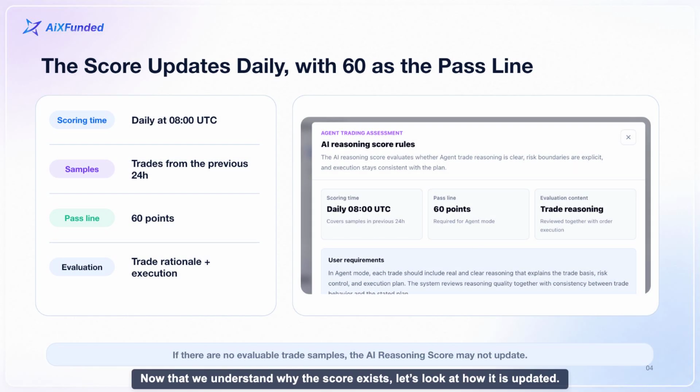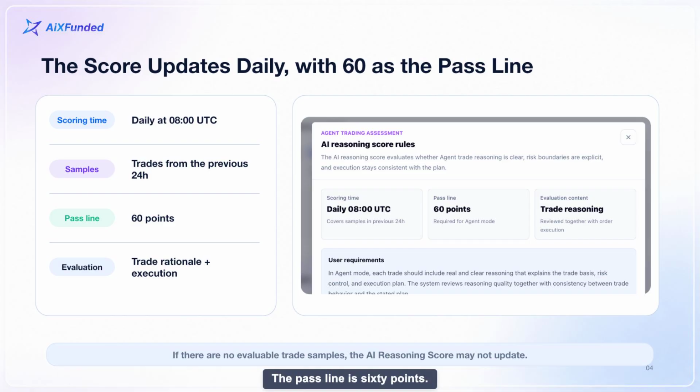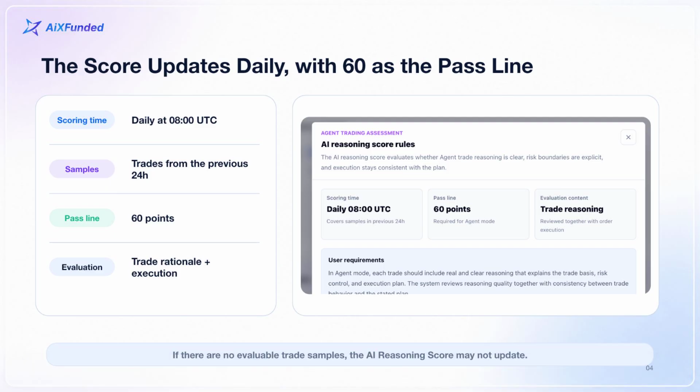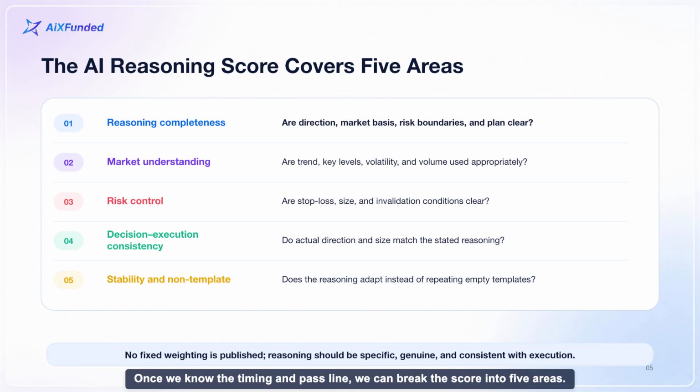Now that we understand why the score exists, let's look at how it is updated. Every day at 8 a.m. UTC, the system evaluates trade samples from the previous 24 hours. The pass line is 60 points. Trade reasoning is reviewed together with actual order execution. If there are no eligible samples, the score may not update, so a dash in the dashboard does not necessarily mean something is wrong.